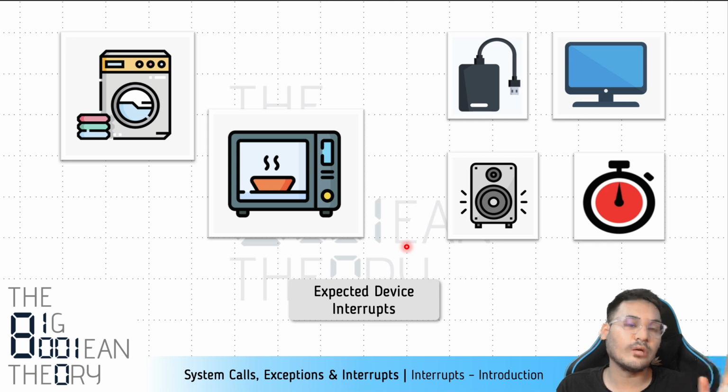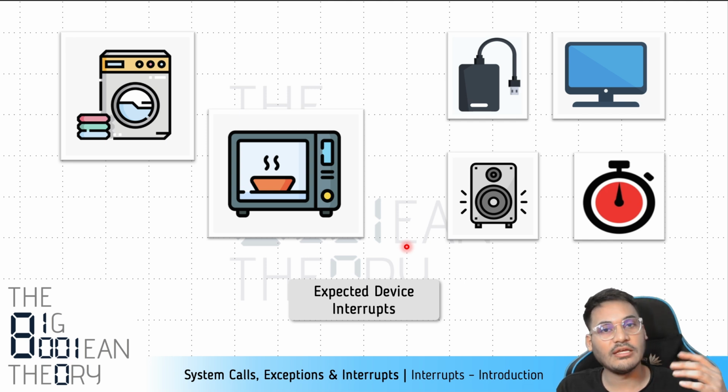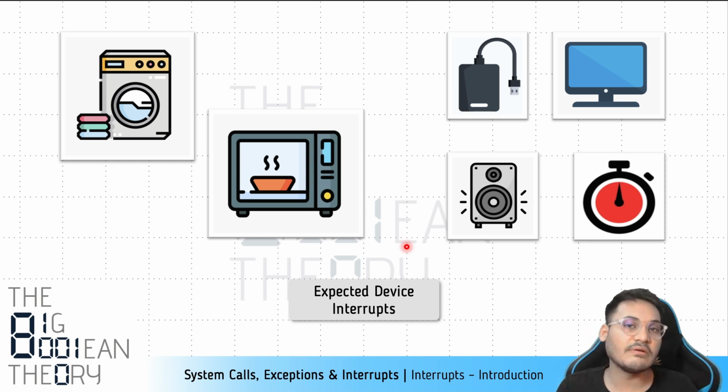So in the case of the computer system, when we talk about device interrupts, then there are two types of interrupts. One is expected device interrupts, and the other type of interrupts is random device interrupts. So first we'll talk about expected device interrupts, and then in the next slide we'll talk about random device interrupts.